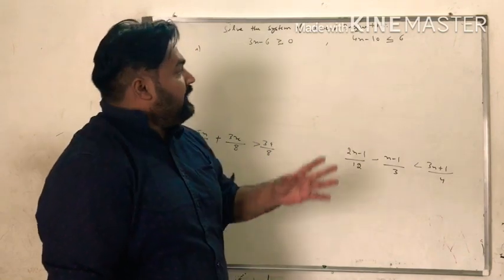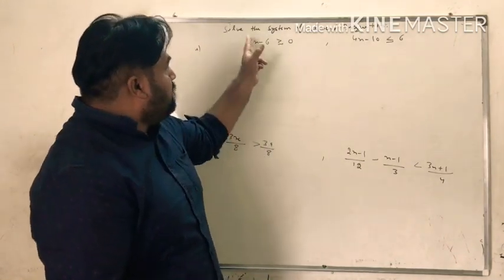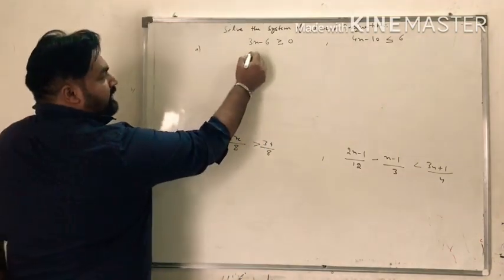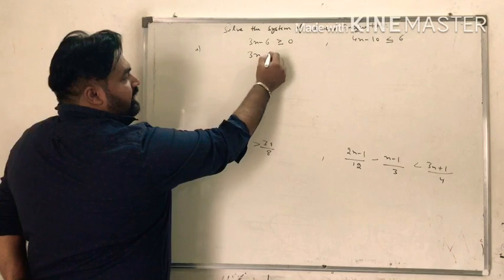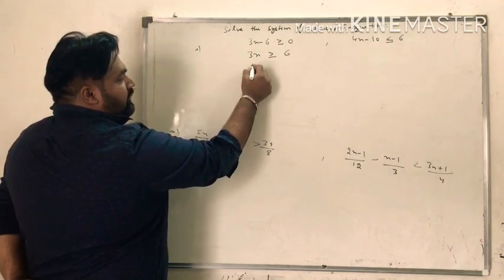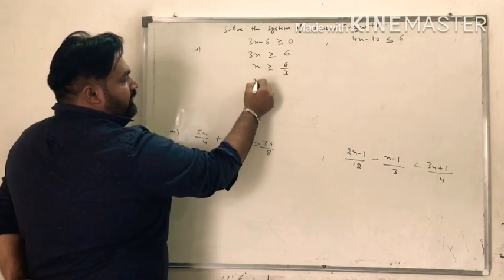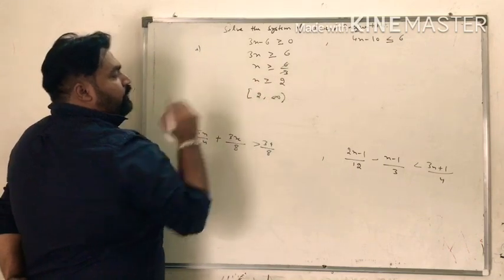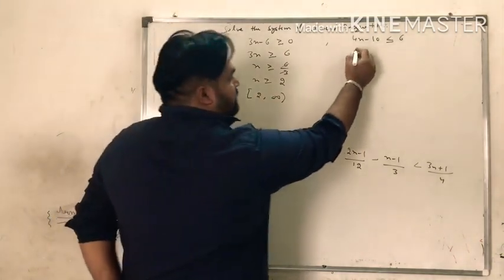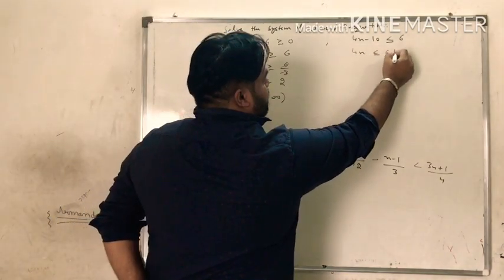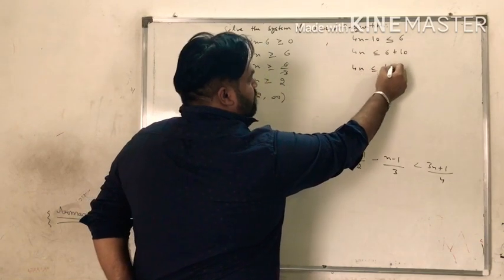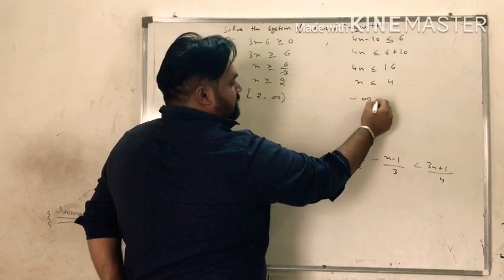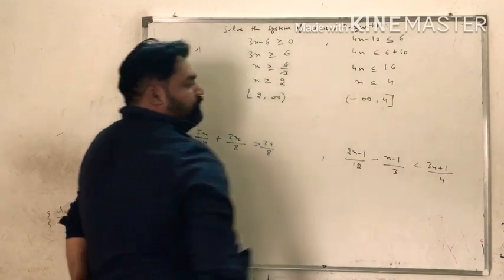Now we start with the exercise 2nd. Solve the system of linear inequations. So how can we solve? 3x minus 6 greater than or equal to 0. 3x greater than or equal to 6. x greater than or equal to 6 upon 3. x greater than or equal to 2. So the interval is 2 to infinity. In this case, 4x less than or equal to 6 plus 10. 4x less than or equal to 16. x less than or equal to 4. So the answer is minus infinity to 4.